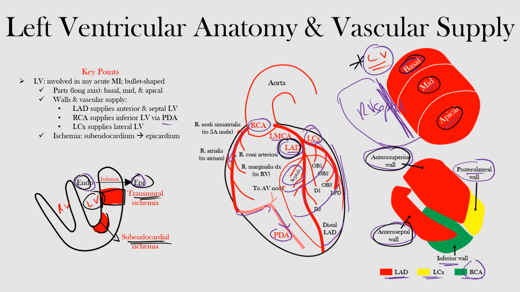The RCA, the right coronary artery, this one here, comes around to our PDA, supplying the inferior wall of the left ventricle. The left circumflex, the one here, coming off the left main coronary artery, supplies the posterolateral wall of the left ventricle. And then we also mentioned that ischemia of the left ventricle proceeds from the subendocardium to the epicardial layer of the left ventricle.